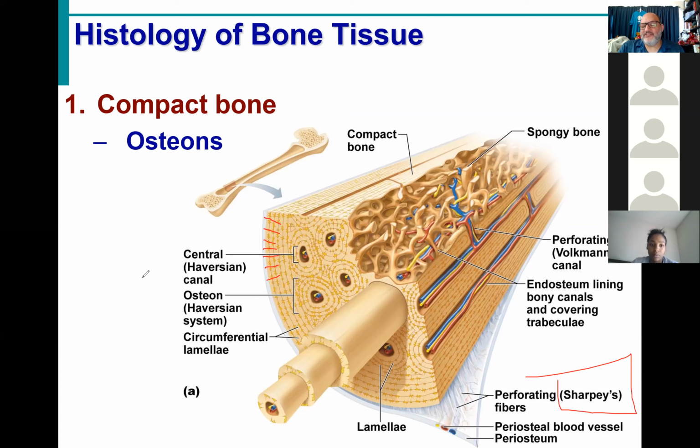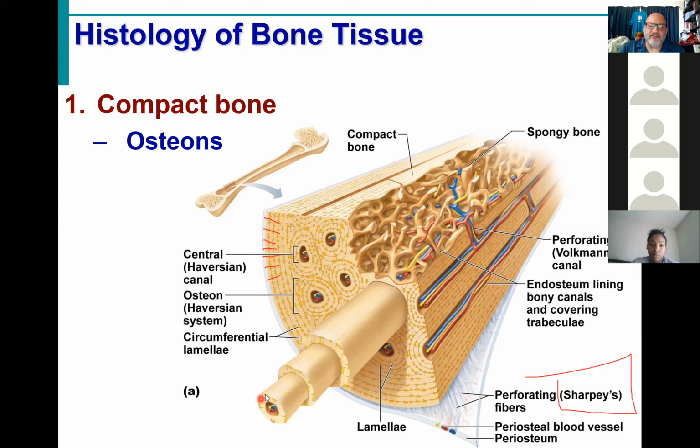And sure enough, you would see that those Sharpey's fibers, or perforating fibers, are one of the things that you're responsible for histologically, like on an illustration like this. Notice as we look closely, we can see plenty of examples of osteons in the compact bone, with those blood vessels and nerves at the center of them.